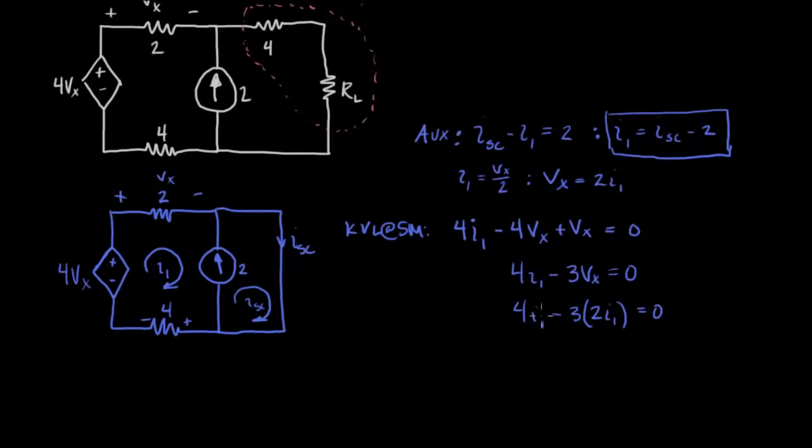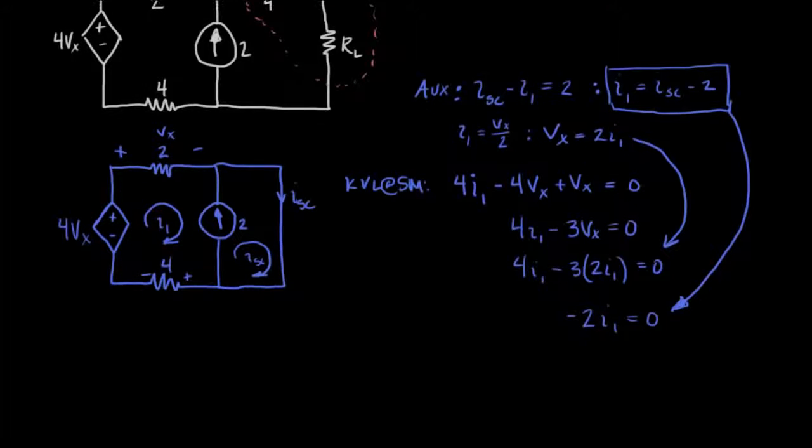And then this gives us minus 2I1 equals 0. Okay, we can't really do a heck of a lot with that. However, we can plug this equation in. So we plug this one in here, and now we'll plug this one in here. And this is going to expand it and allow us to solve for I short circuit.